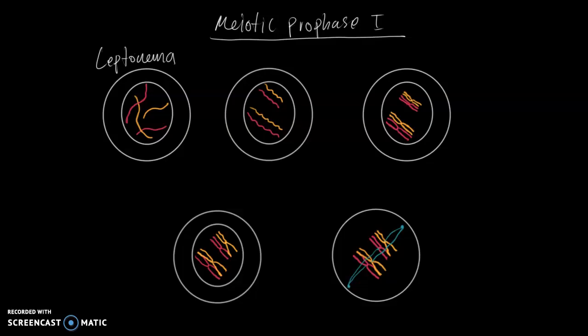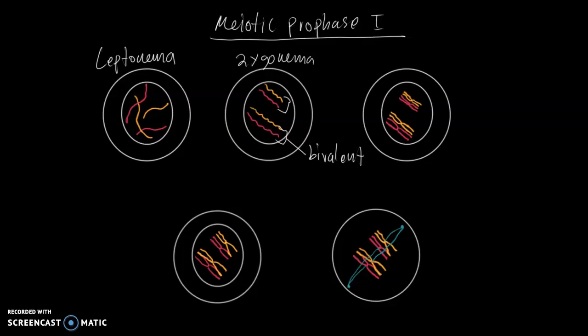What happens next is the formation of the synaptonemal complex. This protein complex is responsible for the synapses, and its job is to basically unite the homologous chromosomes together. And each pair of the homologous chromosomes is known as a bivalent. So we have one bivalent here and another one here. This is zygonema.